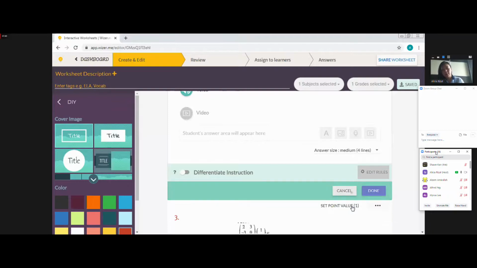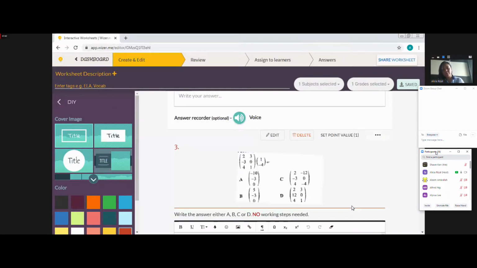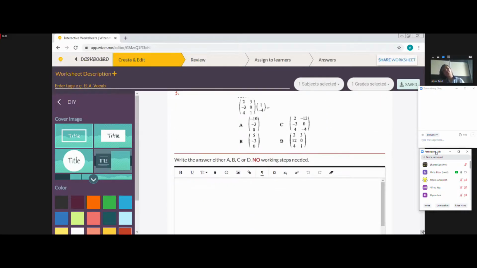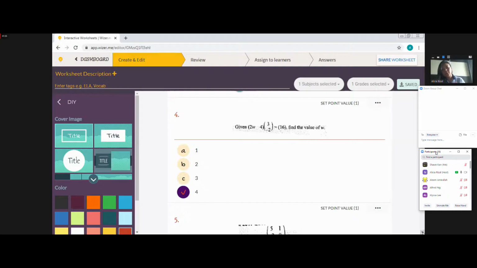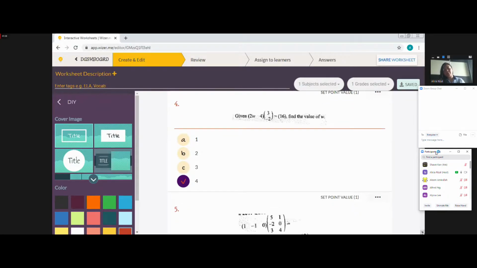So for this one, this is your 2 matrices. The answer is also A. Number 4, problem solving involving multiplication of 2 matrices. So the answer is D again.